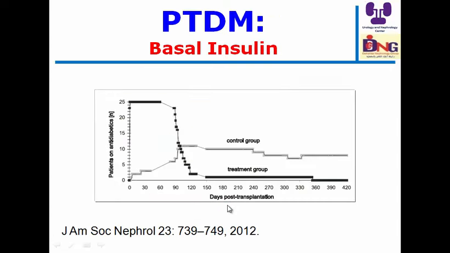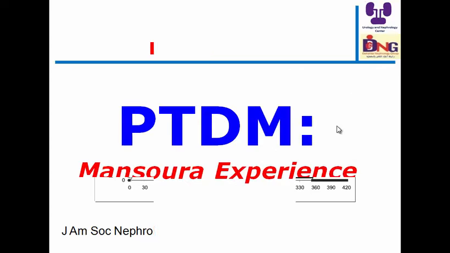A very interesting study shows that if we use basal insulin earlier, at the end of the day, you will find vanishing diabetes because basal insulin preserves islet cells, and this is in comparison to the control patients that were treated in a regular fashion.